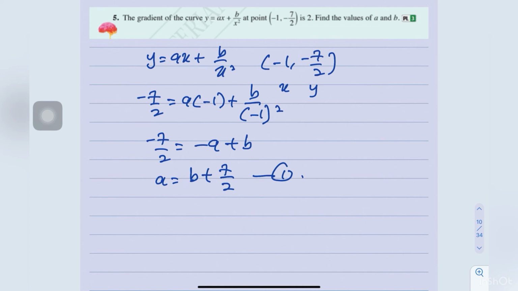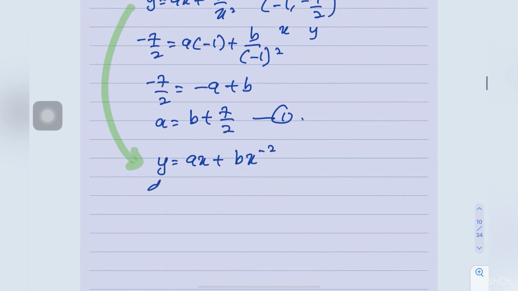So then we have to create another equation. Now given gradient is 2. So gradient is dy/dx, therefore you have to differentiate. Y we simplify first. So ax plus bx to the power of negative 2. We differentiate, dy/dx equals a minus 2bx to the power of negative 3.